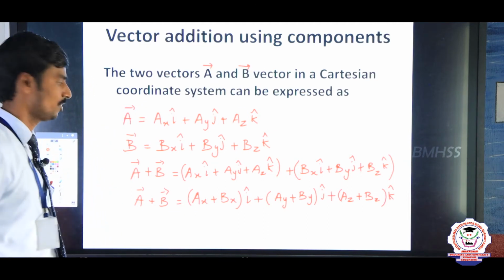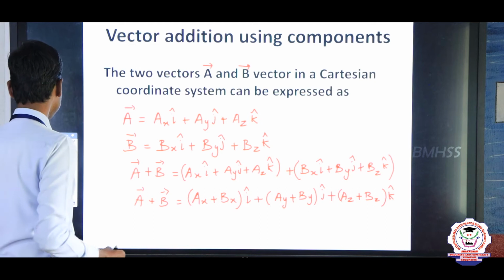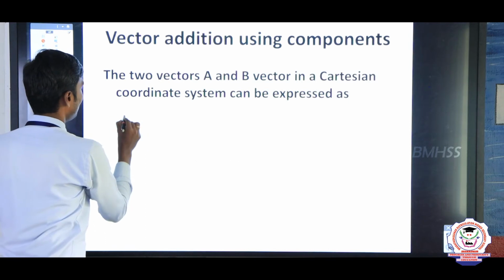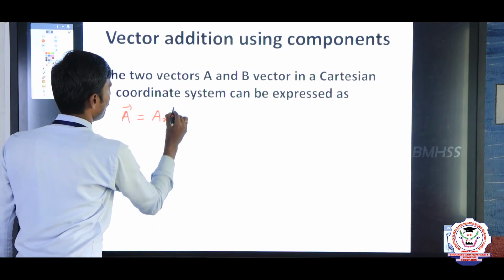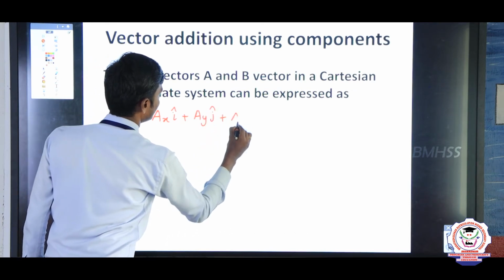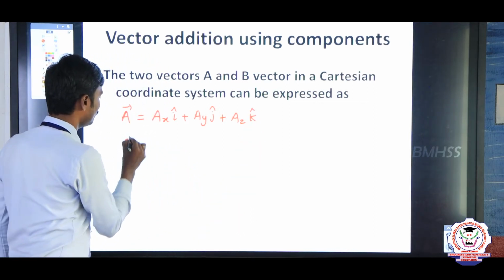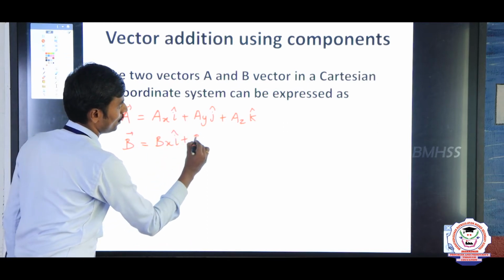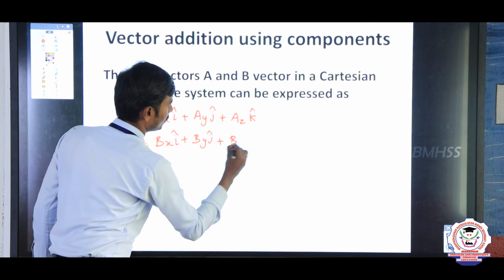Any doubts? Good. Next one is A vector minus B vector, same concept. Now subtraction of two vectors. Already we know that A vector can be written as Ax i cap plus Ay j cap plus Az k cap. In the same way, B vector equal to Bx i cap plus By j cap plus Bz k cap.